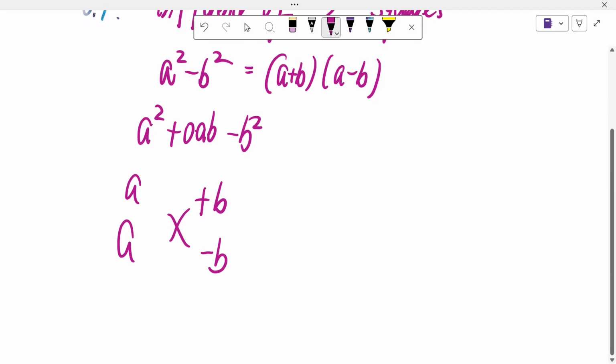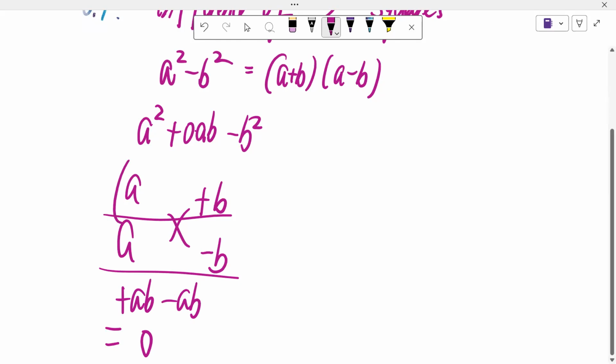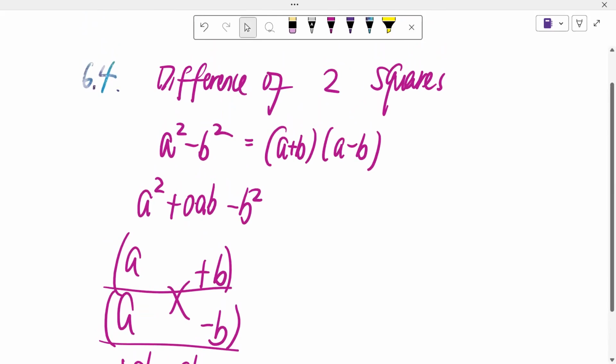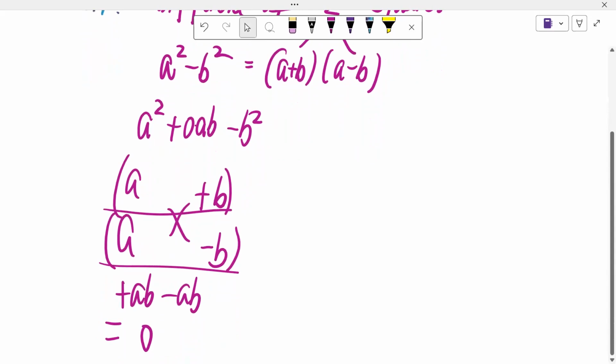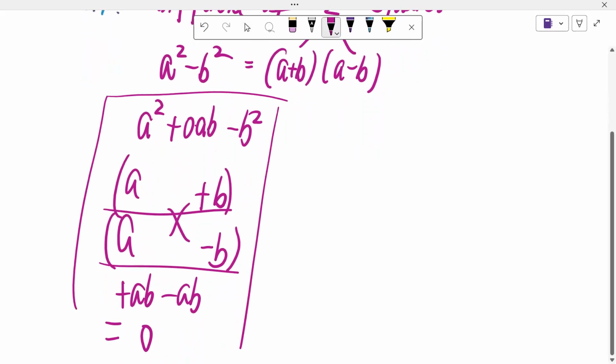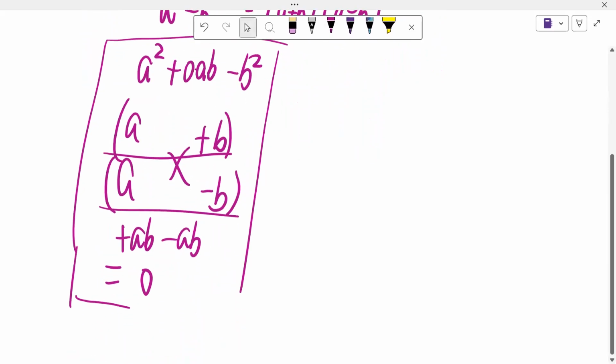Now if you combine them, we get positive ab minus ab, which cancel each other. That is 0, which is why there is a 0ab in the middle. So that means the two factors would be a plus b, a minus b. So the method we learned from the trinomial actually works here to confirm this has to factor like this, a plus b, a minus b. And this is how you prove it, using the method we learned from the trinomial.